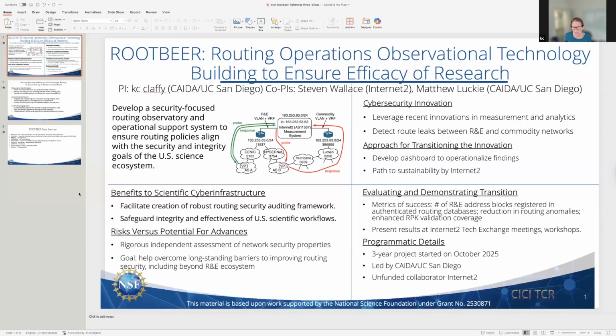This is a deep collaboration with Internet2 that we actually started last year, which gave us the idea that this could be operationalized into something that really fits the CIC program really well. So Steve, take it away.